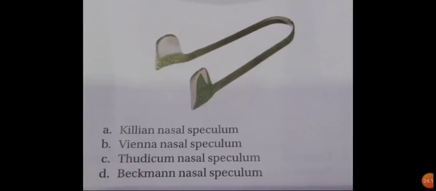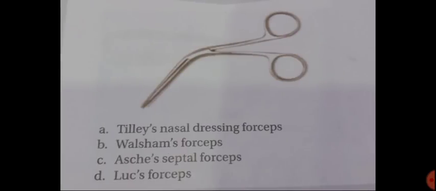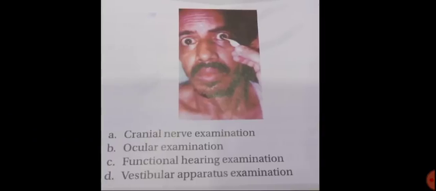Okay, now this is a very simple, most commonly used instrument. Yes, you all know it is Thudicum nasal speculum. The use you all know is for anterior rhinoscopy. It is used for seeing the anterior part of the nasal cavity. This is the Thiele's nasal dressing forceps, a very common instrument.